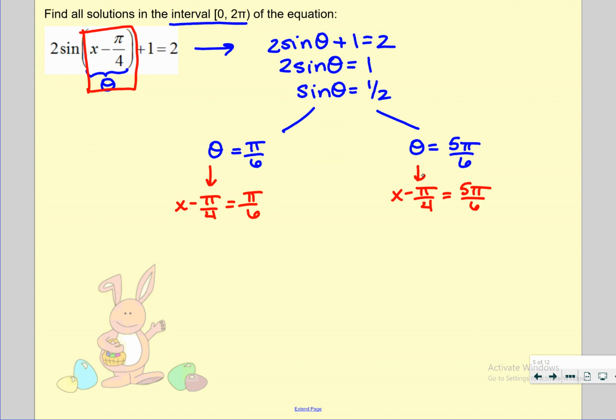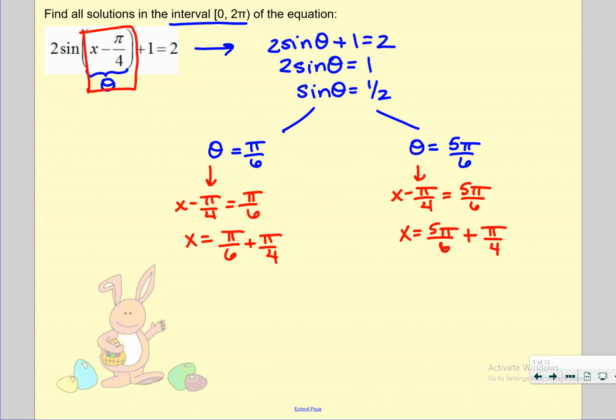In both of those equations, how do I get the x alone? Common denominator, and then what do you have to do? Add pi over 4. Okay, so whatever pi over 6 plus pi over 4 is, and whatever 5 pi over 6 plus pi over 4 is. And those are my 2 answers.